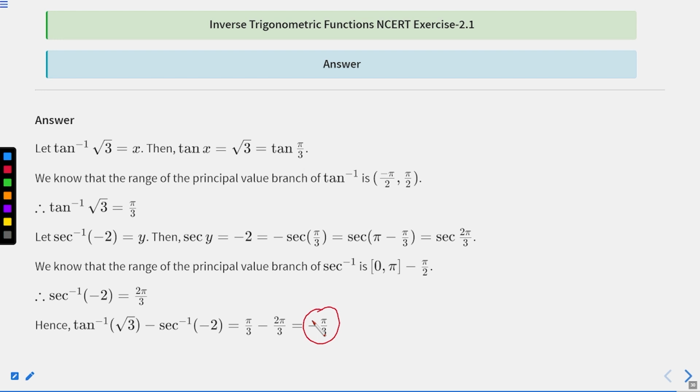So that was the end of our exercise 2.1.